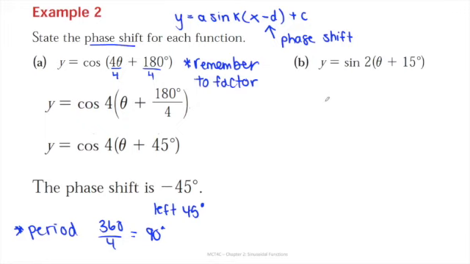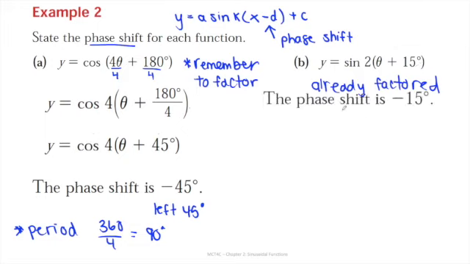For this one, we see that it is already factored. So since it's already factored, you're just going to look in your brackets at where the D value is. It's plus 15 in our equation, so we know that we need to write it as opposite. So it is left 15 degrees or negative 15 degrees. Okay, you need to either write the negative or the left there. You can't just write 15 degrees. Okay.